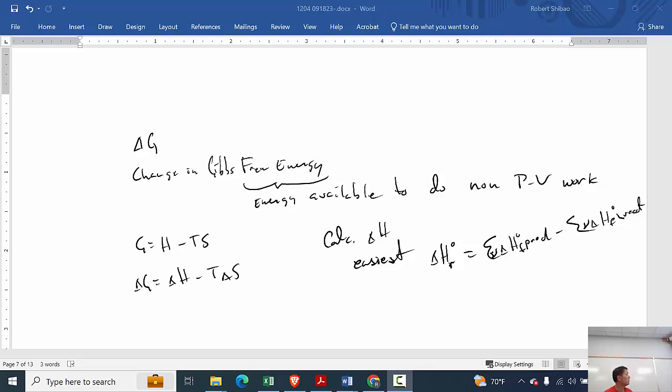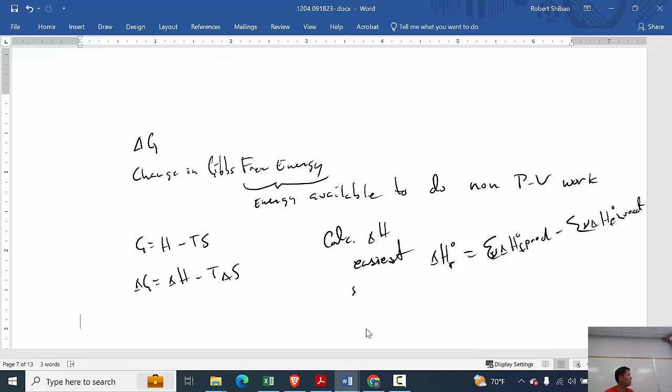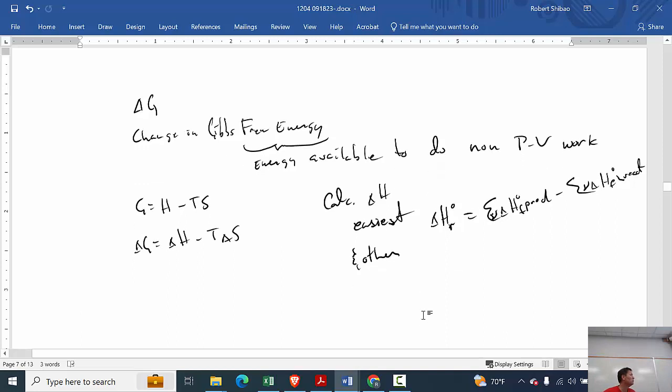So we're looking at the Gibbs free energy and delta G. We want to be able to calculate our delta G values here. And so we'll need a delta H in other methods: calorimetry, etc., Hess's law.